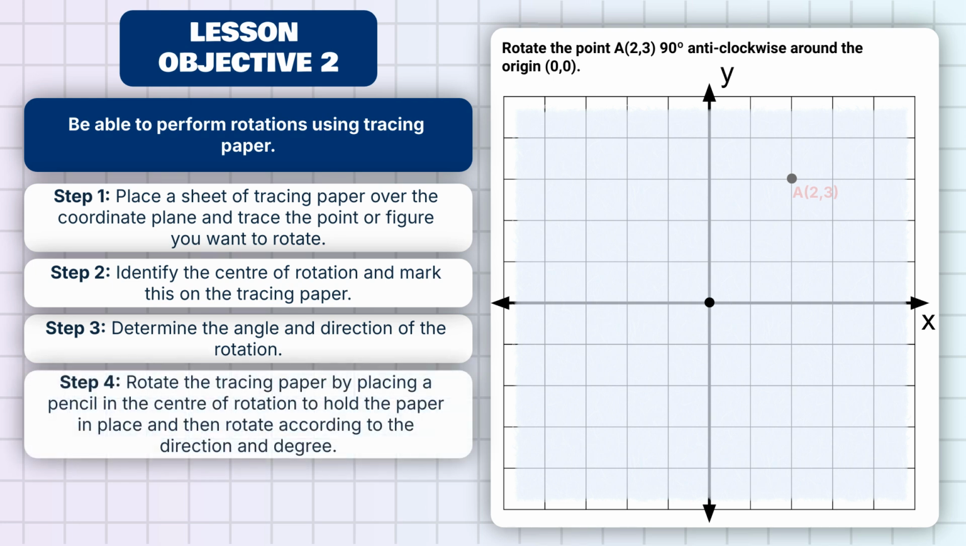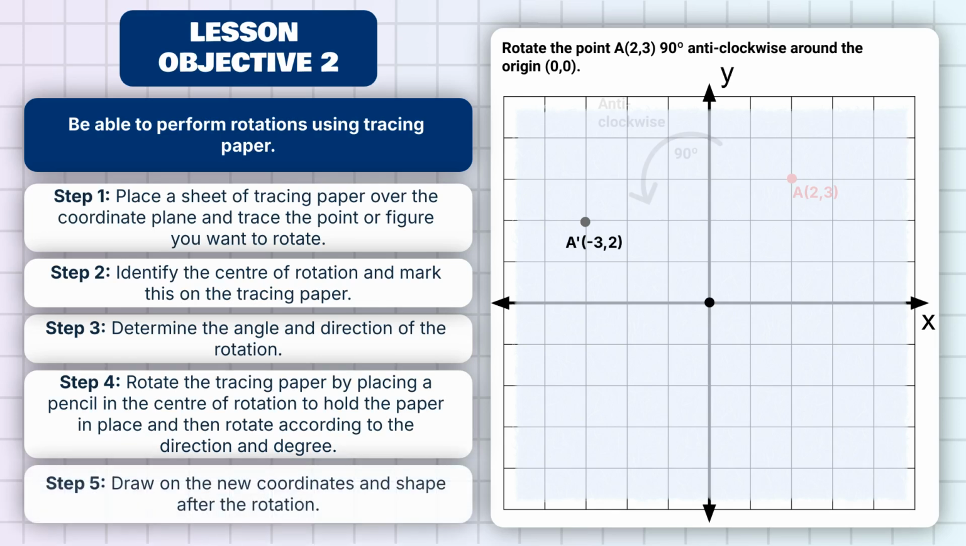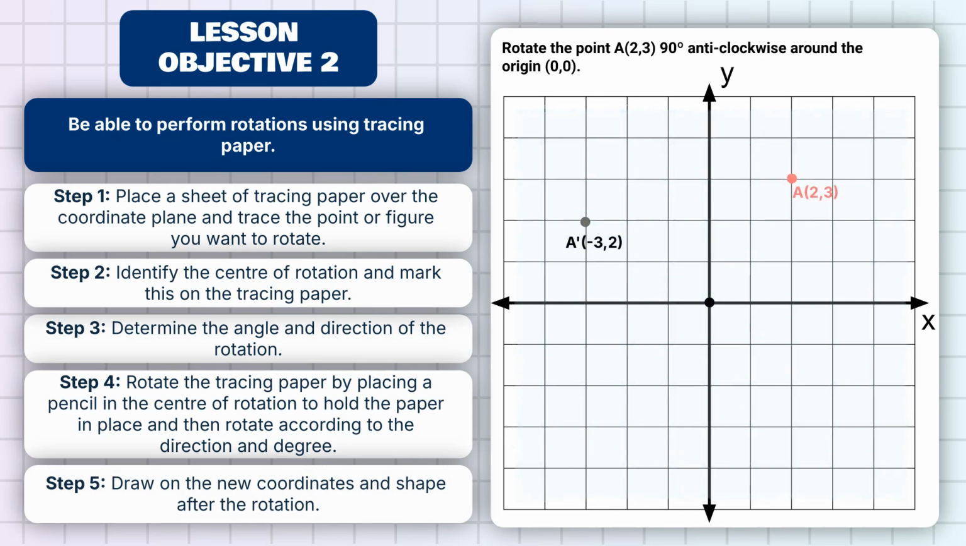Step 4 is to rotate the tracing paper according to this information. Place a pin or pencil point on the center of rotation to hold the tracing paper in place. Then rotate the tracing paper by the specified angle and direction. We can see that A has now moved to the coordinates (-3, 2). Finally, after rotating the tracing paper, carefully transfer the new coordinates of the figure back onto the original coordinate plane. Use this to draw the new shape.